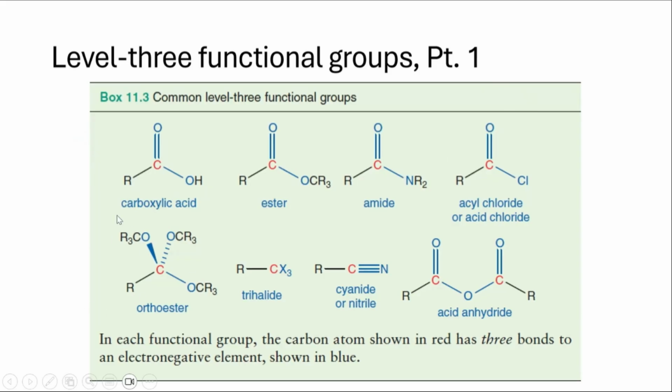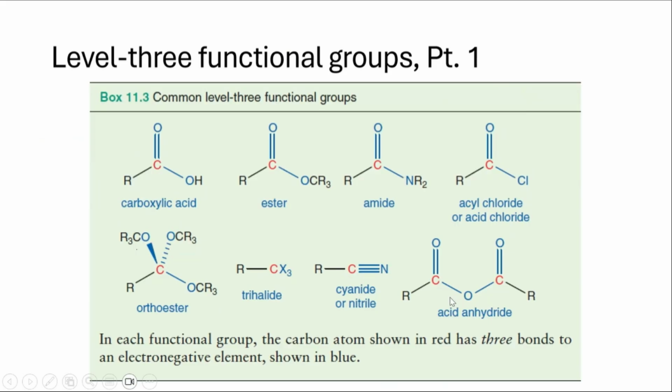So right here, this is known as an orthoester. This carbon makes 3 bonds to oxygens, which are all attached to carbons, and also 1 bond to an R group. Next, we have the trihalide, which is a carbon that is bonded to 3 halogens through single bonds, and also bonded to 1 R group. X in these functional groups generally represents a halogen atom. So next, I want to focus on cyanide, or nitrile. In this chapter, we'll focus on calling it nitrile more. That carbon atom is triply bonded to nitrogen, but also has a single bond to this R group.